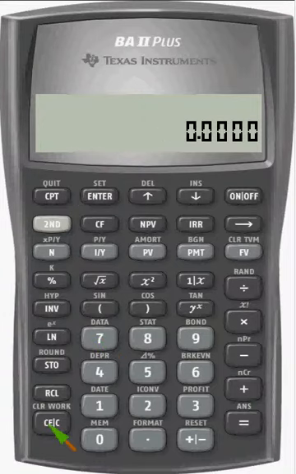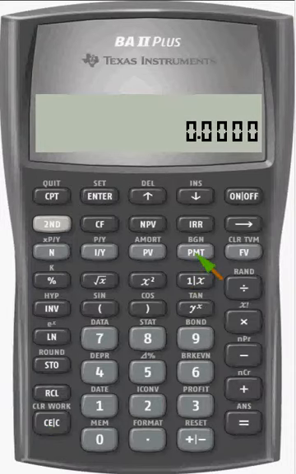I can clear the screen. If I want to recall the number, I push the RCL key, then remember the memory unit where you stored the value, which is memory unit 7. We first push the RCL, then we push the 7. You see the 456 is recalled. That is how to use the memory functions on this financial calculator.